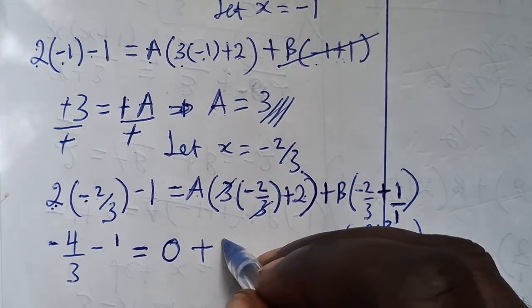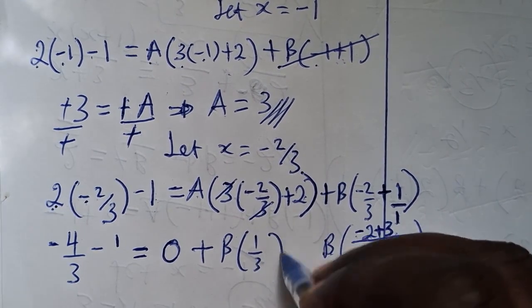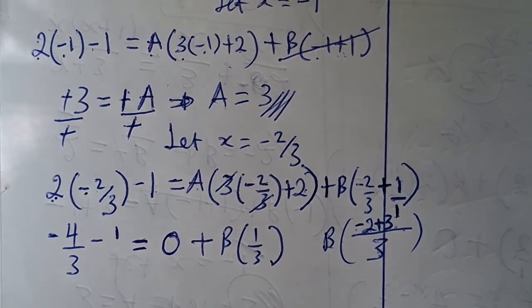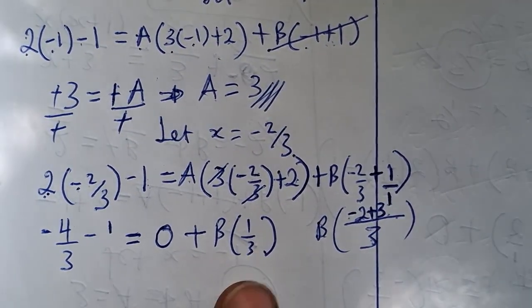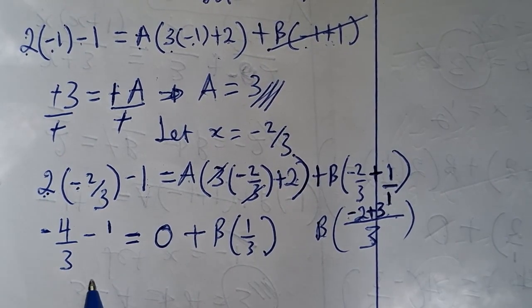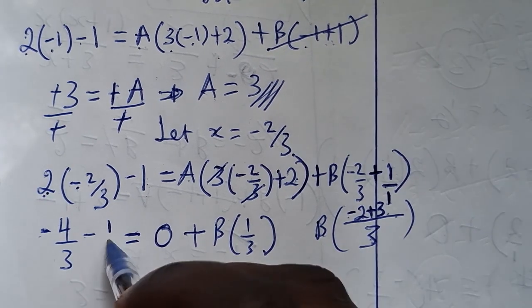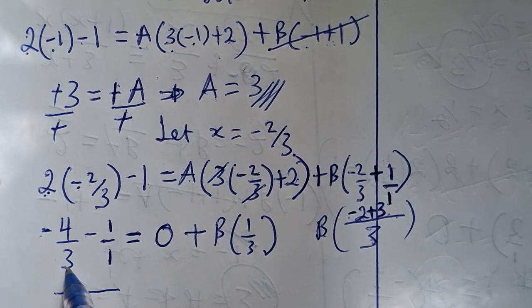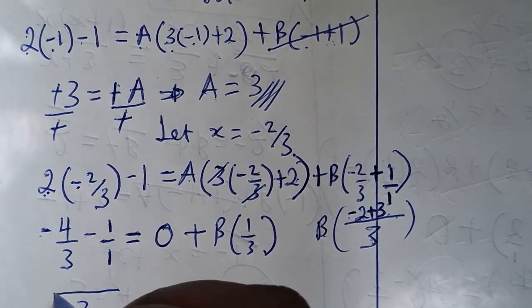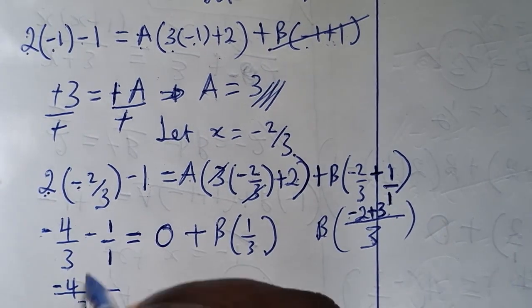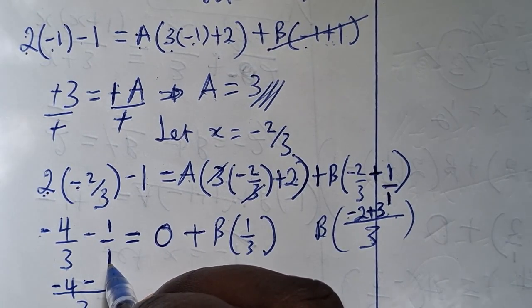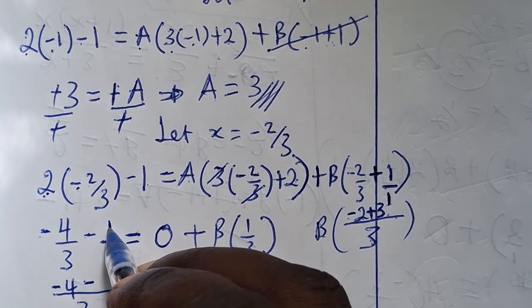So this will be the same like b into 1 over 3. So it's going to be expressed like this, b into 1 over 3. So we are looking for b, not b 1 over 3. So first, let's easily solve this one as we have done here. This minus 4 over 3 minus 1 is the same like minus 1 over 1. Let's look for the LCM here, which is 3. 3 divided by 3 is 1. 1 times minus 4 is minus 4. This minus here. 3 divided by 1 is 3. 3 times minus 1 is minus 3.